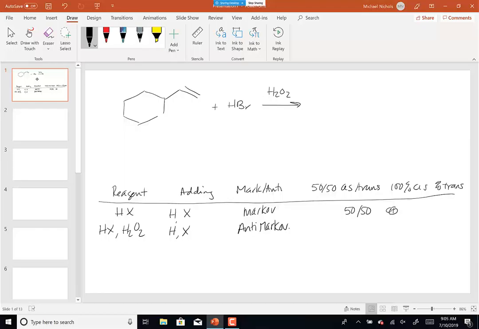And the only other thing is what? H plus H2O or H plus with an ROH. And there we're either adding an H and an OH, or we're adding an H and an OR. Both of those are going to be Markovnikov addition, and both of those are going to be 50-50. Why? Because we're going through a carbocation intermediate. So right now we don't have anything that is stereoselective.